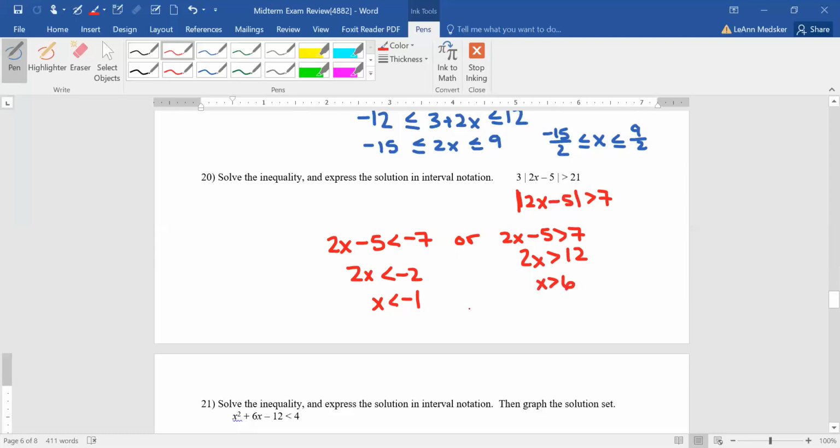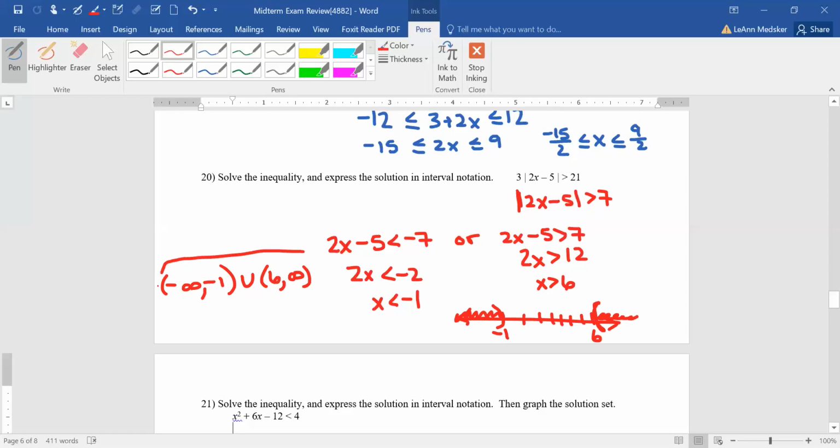Now, if you want to, sometimes drawing the picture on this one helps you write the interval notation. So we have -1, 0, 1, 2, 3, 4, 5, 6. We're saying less than -1, so that's a parenthesis and shade to the left. Greater than 6, parenthesis, shade to the right. So this is -infinity to -1, parenthesis, and when you have a gap, we use the union symbol, that's the or, and then 6 to infinity. Using our parentheses because there's no equal to, and you always use parentheses on infinity.